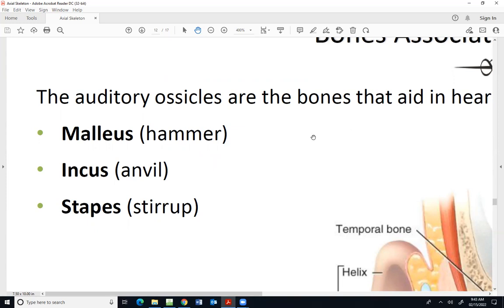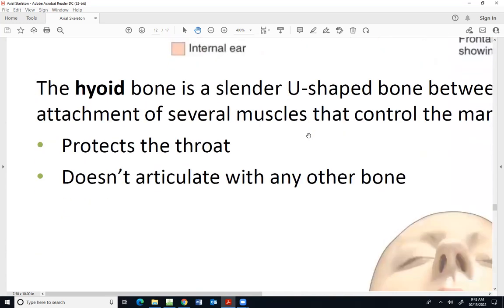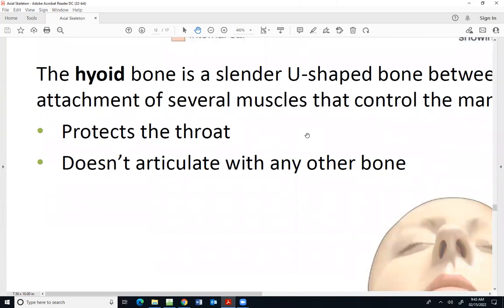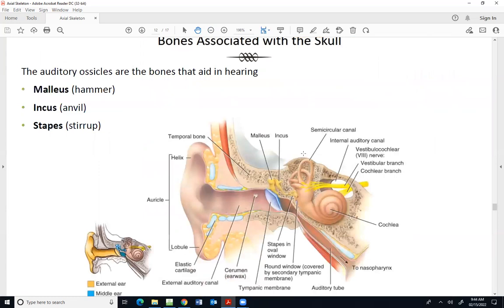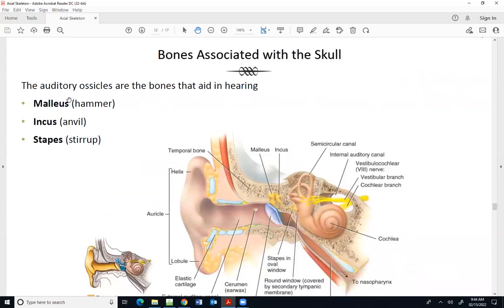All right, let's talk about some bones, as the title of this slide says, that are associated with the skull. Not skull bones, but are associated with it. It includes 3 ear bones that we find in each of our ears. So there's 6 of those total, because you have 2 ears. And then a singular, so there's only one of these, hyoid bone. We call the ear bones auditory ossicles, and they aid in hearing.